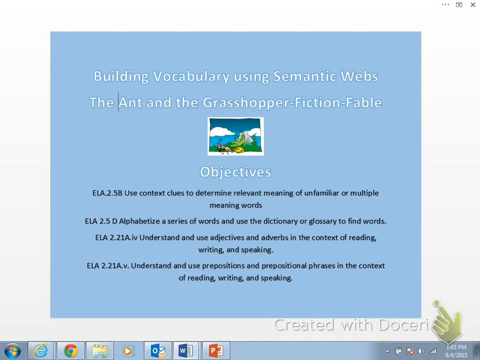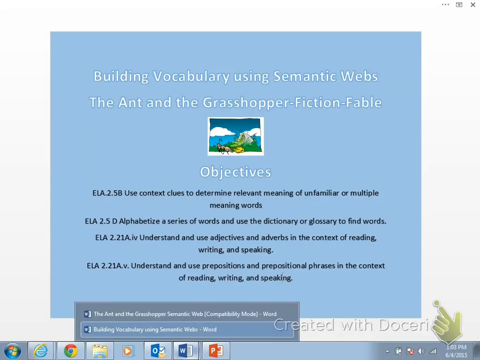By the end of the lesson, you will continue to use your context clues and the dictionary to find the meanings of unknown or multiple meaning words. You're also going to be using adjectives and adverbs in your reading, writing, and speaking. And finally, you will be able to use prepositions and prepositional phrases in your reading, writing, and speaking. So let's look at a semantic web.